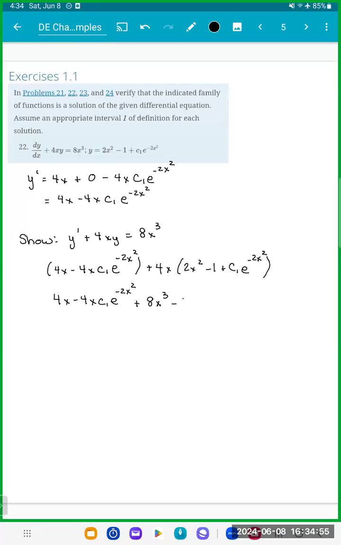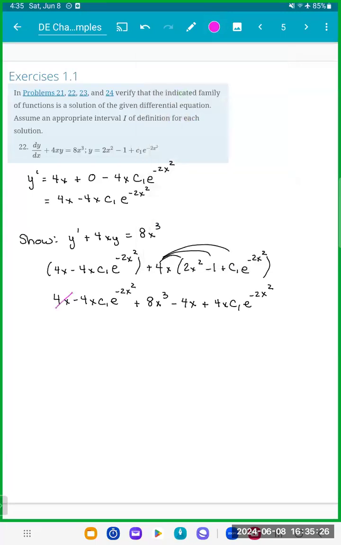minus 4x, sorry, not 4C1, 4x. We're distributing it to each of these terms, plus 4x C1 e to the negative 2x squared. Okay, so let's simplify as much as we can.